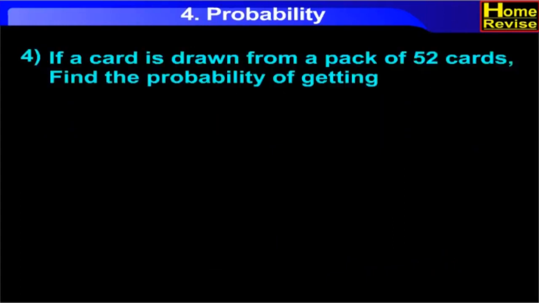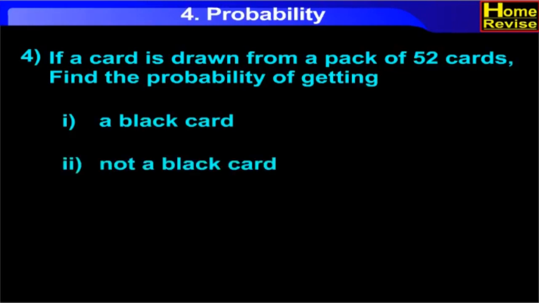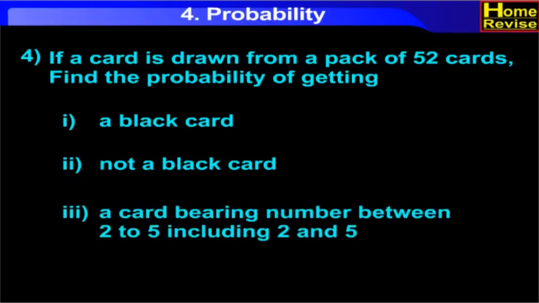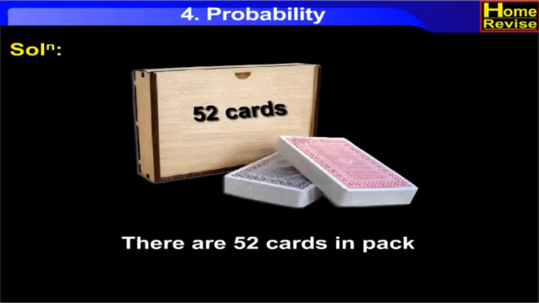If a card is drawn from a pack of 52 cards, find the probability of getting number 1, a black card, number 2, not a black card, number 3, a card bearing a number between 2 to 5, including 2 and 5. Solution. There are 52 cards in a pack. Therefore, n of S is equal to 52.